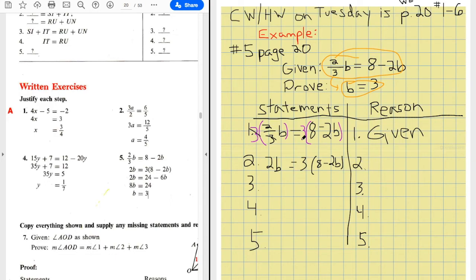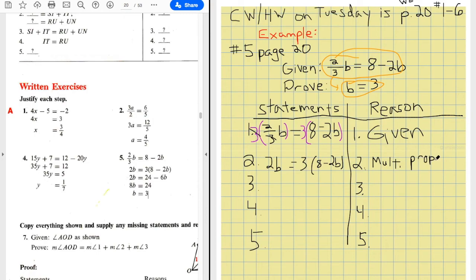Okay, step 2. The reason I know I can start with my given premise and write 2b equals 3 times the quantity 8 minus b, well, how can I justify that? What did I do to both sides? I multiplied both sides by 3. So this is the multiplication property of equality. Note, you can't just write multiplication. You've got to write multiplication prop of equality.